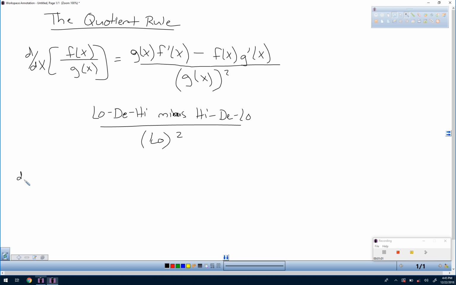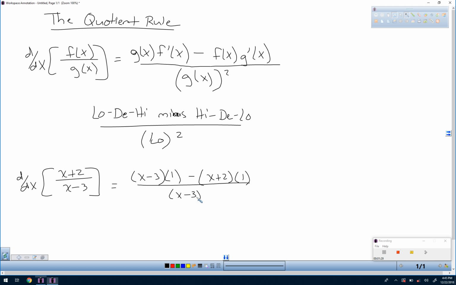So, for example, if I wanted you to find the derivative of, let's say, x plus 2 over x minus 3, the derivative would be low, for the low function, x minus 3, times d high, the derivative of x plus 2, which would just be 1, minus high, which would be x plus 2, times the derivative of low, where the derivative of x minus 3 would just be 1. So low d high minus high d low, all over low squared. Of course, we would clean this up, but that's the gist of the quotient rule: low d high minus high d low all over low squared.